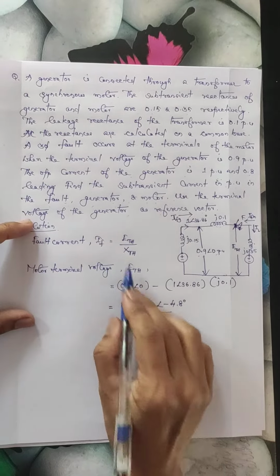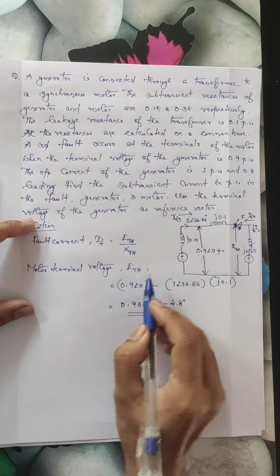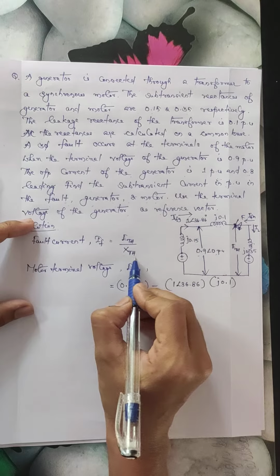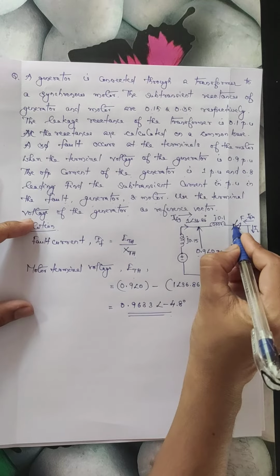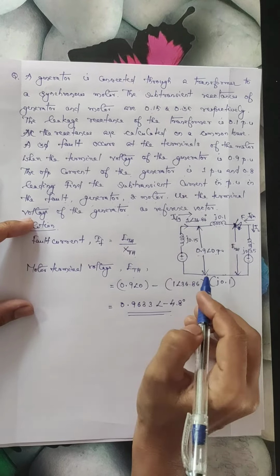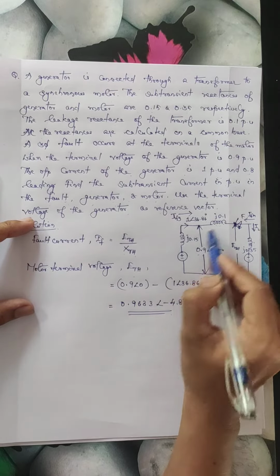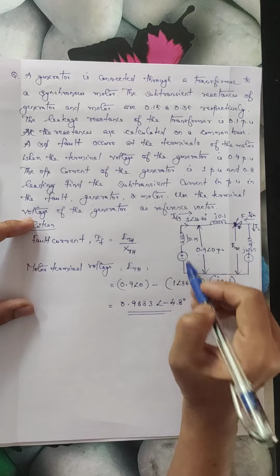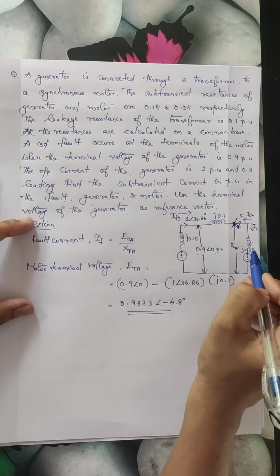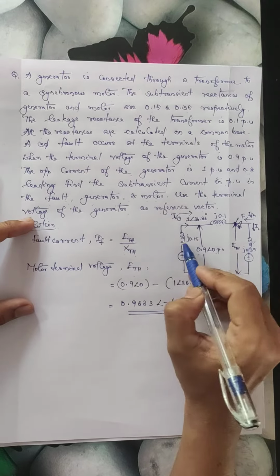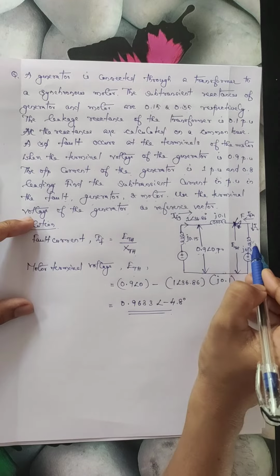Okay, so we got the value of ETH. Now we have to calculate XTH, which is the Thevenin equivalent reactance as seen from the fault point. So if we look from this fault point, these two reactances are in series, and that series combination is in parallel with this reactance. So these two are in series, which is in parallel with this one.